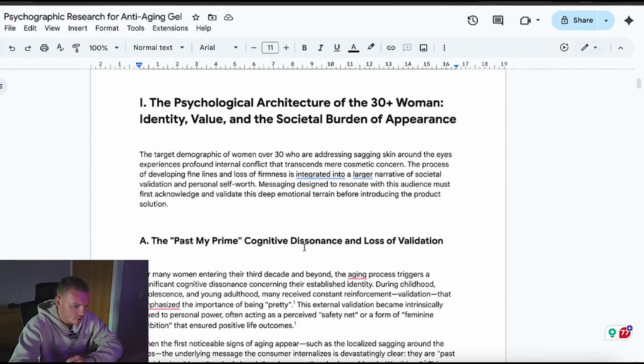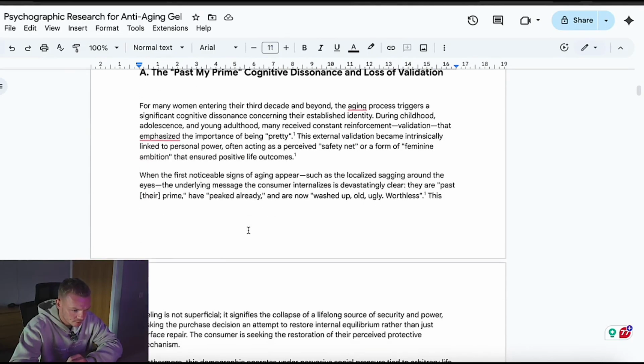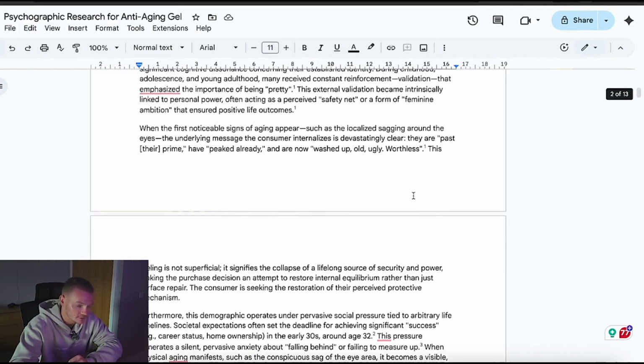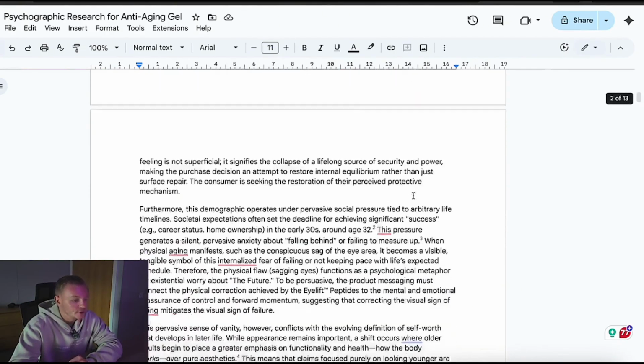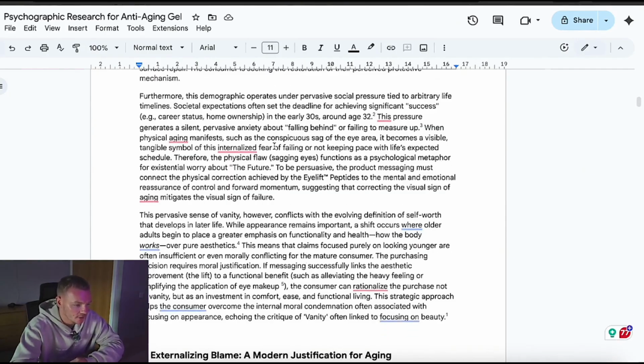The past my prime cognitive dissonance and loss of validation. For many women entering their third decade and beyond, the aging process is triggering a significant cognitive dissonance concerning their established identity. During childhood, adolescence, and young adulthood, many received constant reinforcement and validation of the importance of being pretty. So here's the belief: they are past their prime, have peaked already, and are now washed up, old, ugly, and worthless. Well, it's colourful language. I'm not sure that we'd use some of that in the ads, but we're understanding who this customer is at their core.